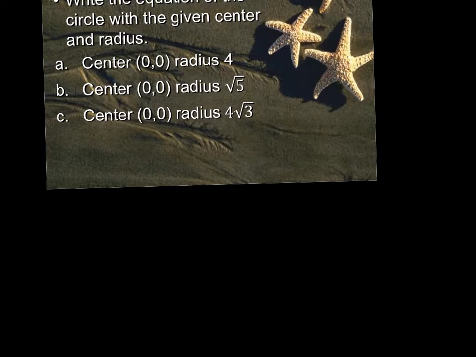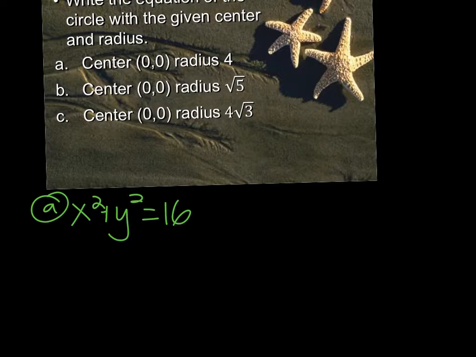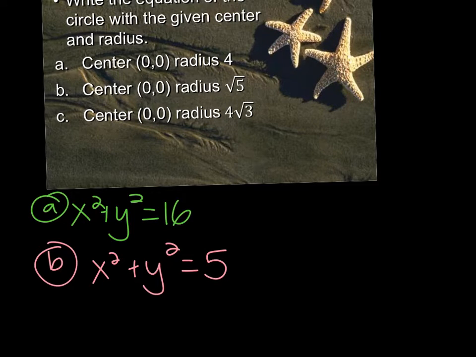So for A, my answer would be what? Equals 4 squared, or 16. B, x squared plus y squared equals 5. The square root of 5 squared is just 5. And then there's a little bit more work involved with the last one.